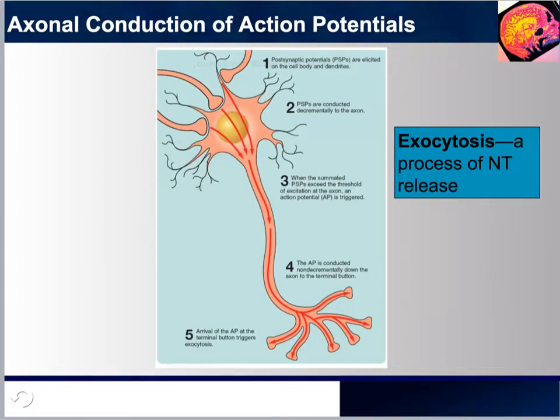Here we can appreciate the rendition of the conduction of action potentials through the axon. You can see the first step here where the PSPs are elicited on the cell body and dendrites. So here's a presynaptic neuron, another presynaptic neuron, and these together send their message, which are conducted in a decremental fashion, meaning they're kind of getting weaker as they're getting there, cruising. But if the summation is strong enough, then we start seeing that the PSPs combined exceed the threshold of excitation of negative 65, and then an AP, action potential, is triggered.